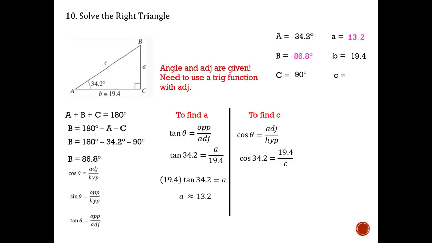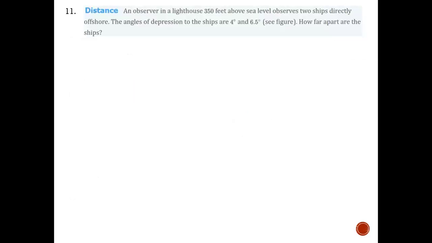Okay. So on this problem, I'm solving for C. The first thing that I would do is multiply by C on both sides and then divide by cosine of 34.2 degrees, which is going to give me 19.4 divided by cosine of 34.2 degrees. Plug this into my calculator, and again, I get C is equal to 23.5. Okay. All right, let's look at another problem.